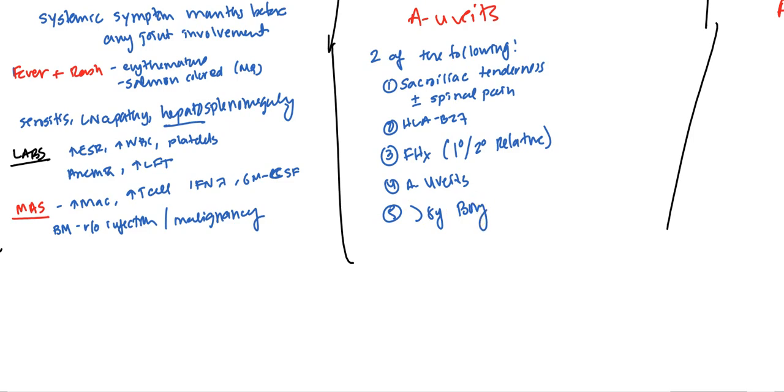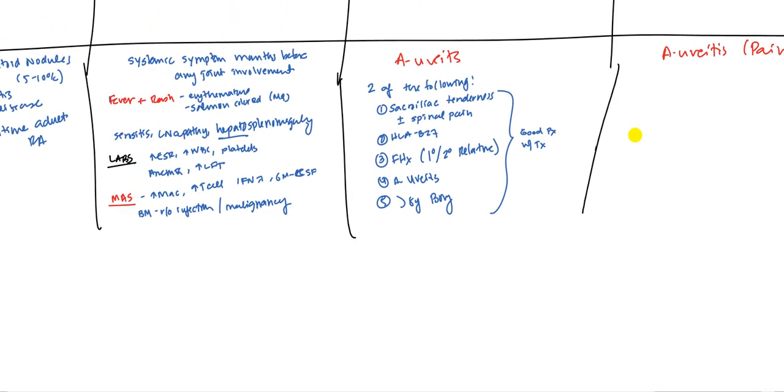If they have two of these, you generally will diagnose it as enthesitis. And the good thing is it does have a good prognosis with treatment. So as long as they get treated, it won't be too bad of an issue.